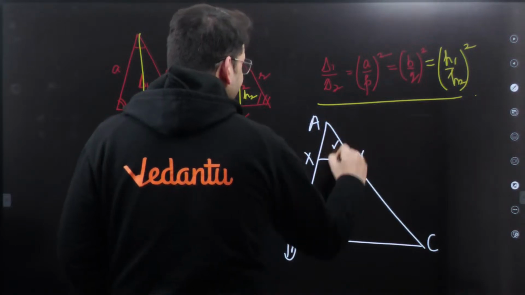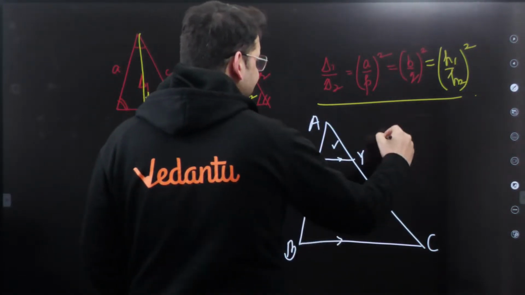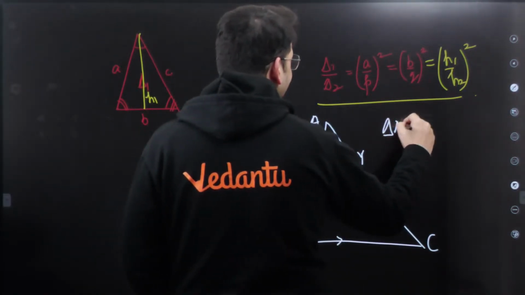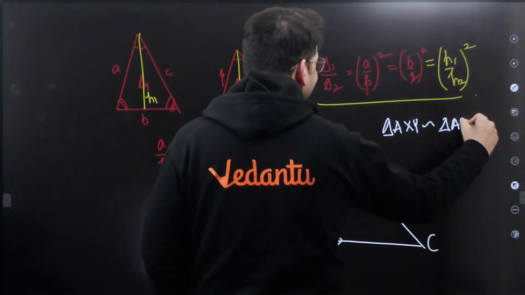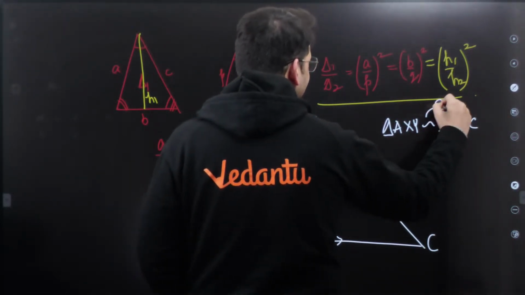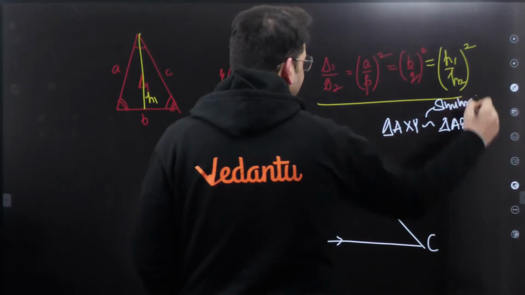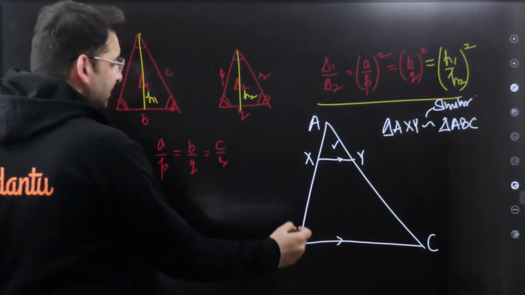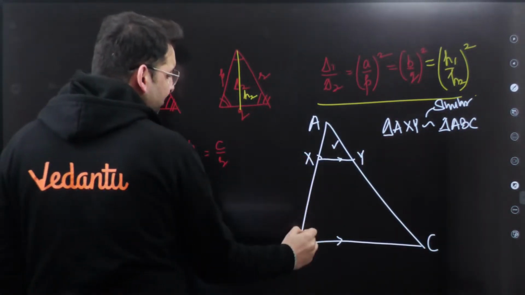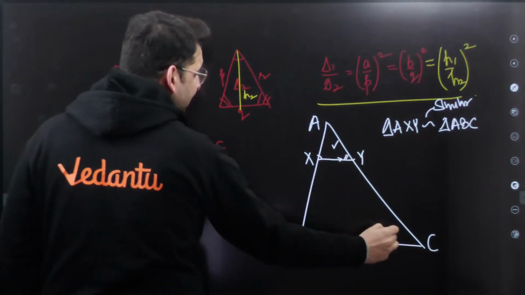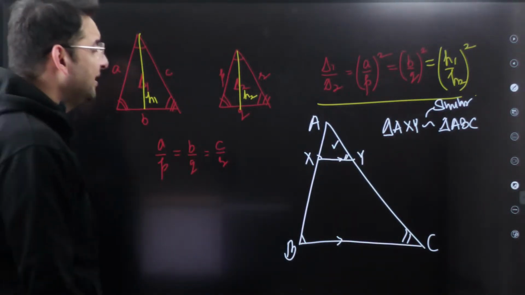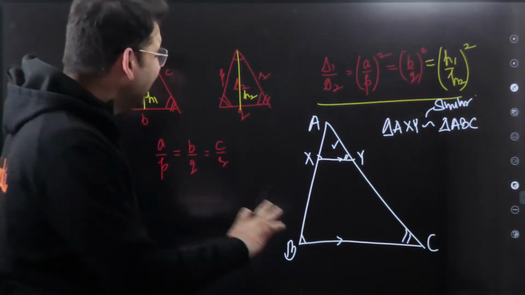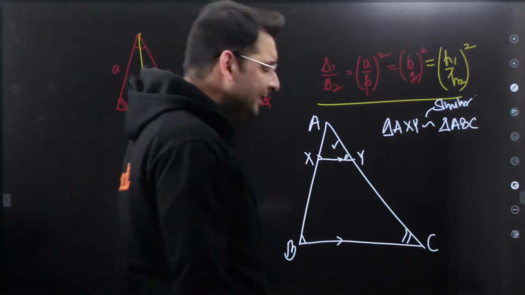So this smaller triangle and the bigger triangle are similar to each other. That is, triangle AXY will always be similar to triangle ABC. So the similarity sign is this. Right, because since these are parallel, this angle is going to be equal to this angle, which is equal to this angle. So they are going to be similar to each other. I hope this is clear. Okay, so this is the concept of similarity.